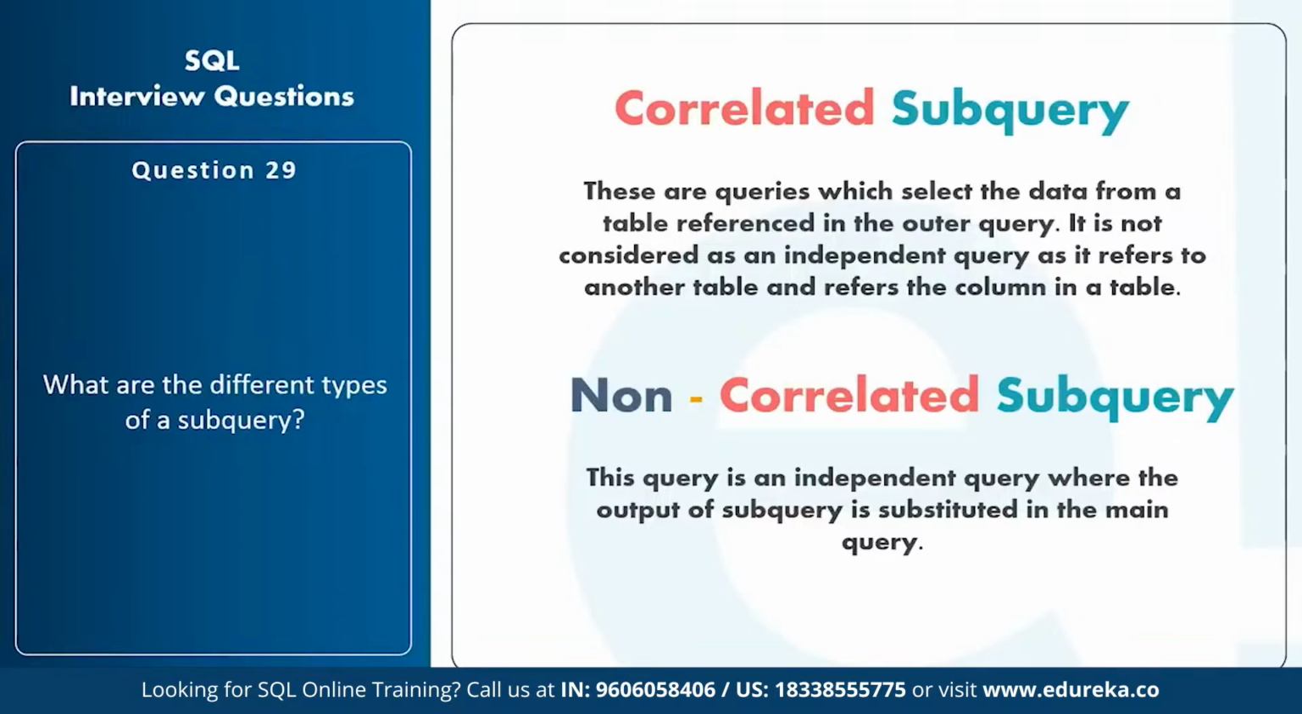So you'll have to understand the difference between both of them. If you do not understand by definition, you can definitely go and execute the commands, write the 2 different types of queries in your SQL, and you'll get to know what I'm talking about. Basically, in the non-correlated type of subquery, the output of the subquery will be substituted into the main query. And in the correlated type of subquery, the queries select the data from a reference table in the outer query.